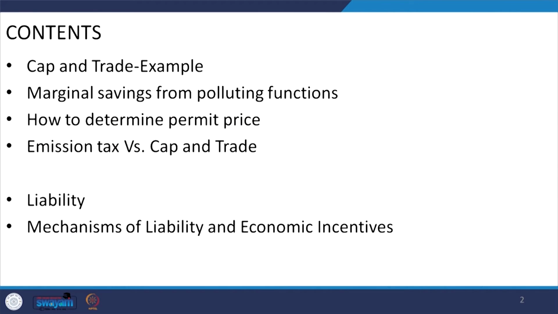Then we'll be explaining the marginal saving functions as volatility functions. Then we'll explain how to determine the price per permit, or the permit price. And then we'll be discussing the difference between the emission tax and the cap and trade. And finally, we'll be discussing the last mechanism of market based trading, that is the liability. We will be discussing what the mechanisms of liability are and how liability can also provide economic incentives. Okay, so let's start with some examples of cap and trade.